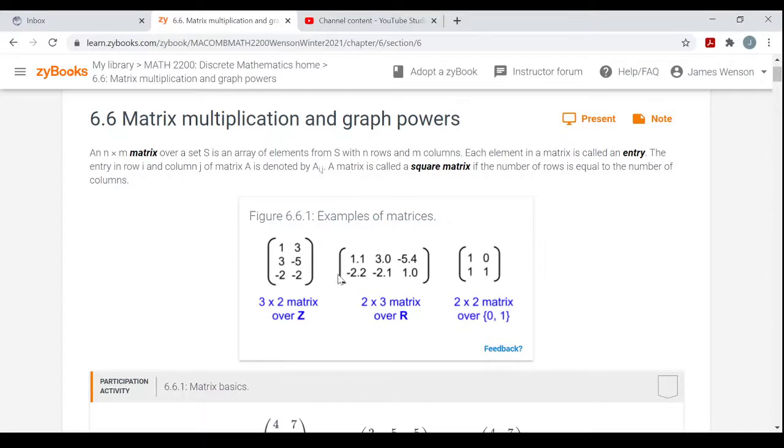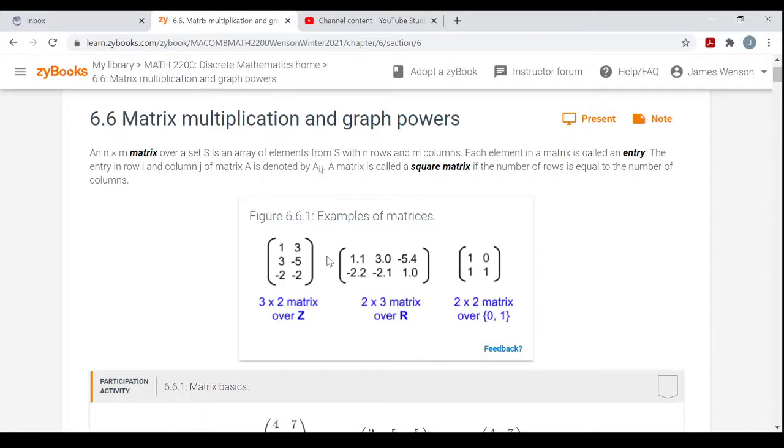So there are some examples here. This matrix has these 6 numbers in it: 1, 3, 3, negative 5, negative 2, negative 2. There are 3 rows and 2 columns. 3 rows of numbers going left to right, 2 columns of numbers going up and down. So this is called a 3 by 2 matrix. Now this one's particularly over the integers, the set Z, because all the entries are integers, but I'm not going to worry about stating over what set all the time.